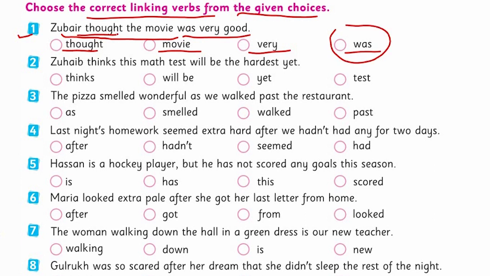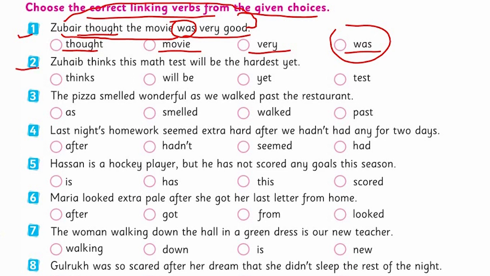Thought is a main verb here. Zubair thought the movie was very good. So, it is connecting Zubair, the noun, and the adjective here. Good is an adjective, the quality here. So the was is the linking verb here and it is connecting both the noun and the adjective with one another.